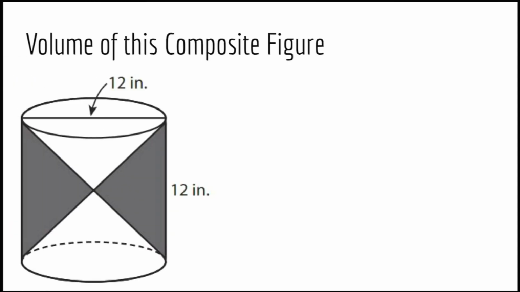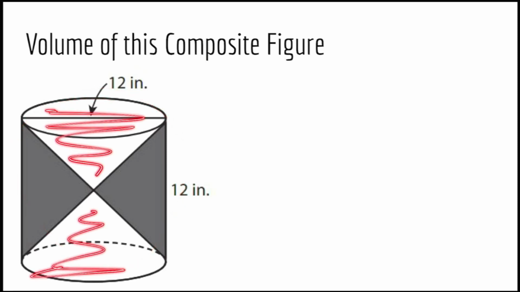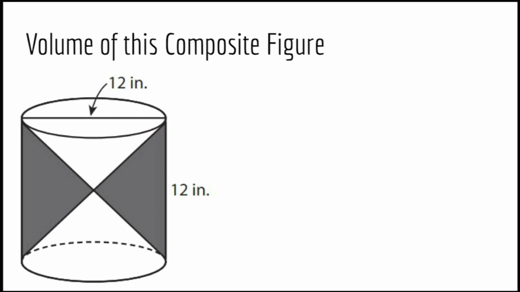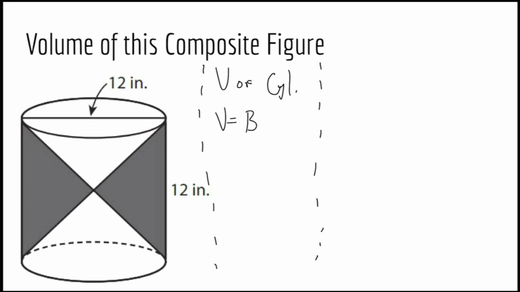So once again, we have to find the height of the entire cylinder, and we're gonna have to subtract both of these cones. We're gonna separate it into two separate problems. So first things first, volume of a cylinder. The volume of a cylinder, if you guys remember, is going to be the area of the base times the height. So first we need to find the area of the base.